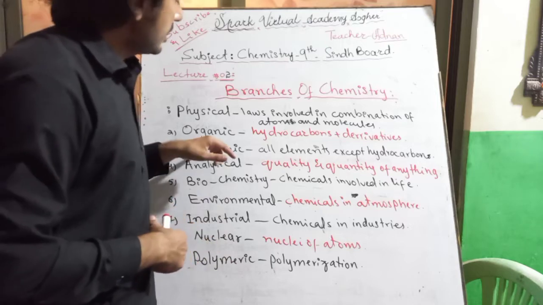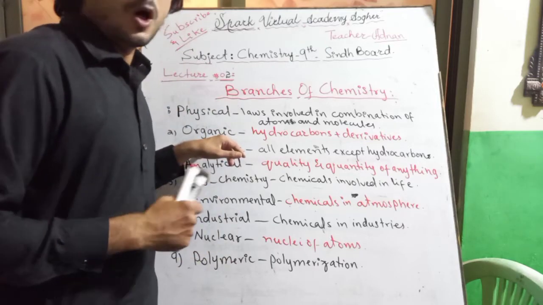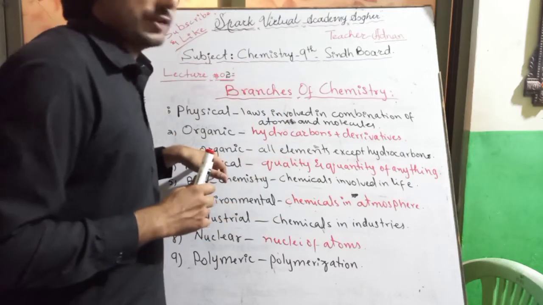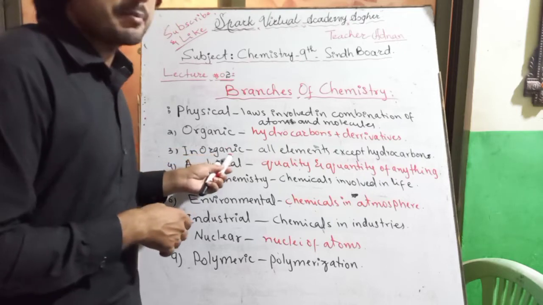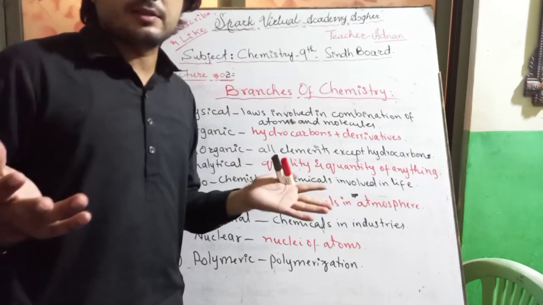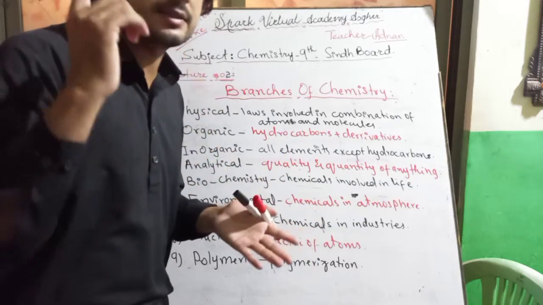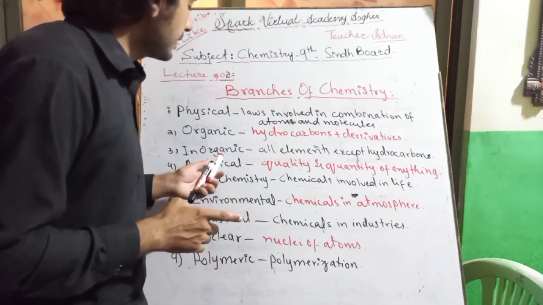If you talk about the organic chemistry, all the hydrocarbons, all the products of hydrocarbons are included into this branch. However, if we talk about the inorganic chemistry, the study of all the elements which are present in our periodic table except the hydrocarbons and their derivatives is known as the inorganic chemistry.